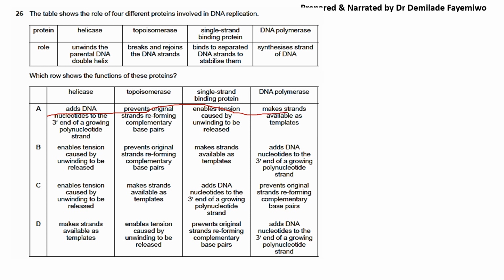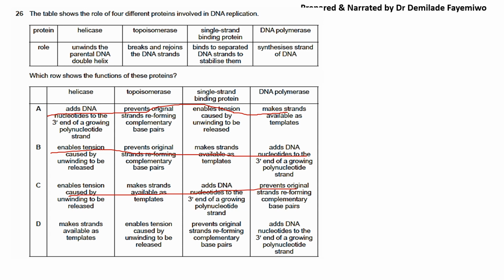Enables tension caused by unwinding to be released. That's not what helicase does. As a matter of fact, helicase is the one responsible for unwinding. And then C enables tension caused by unwinding to be released again. So that already can't be correct. So we are left with just one, and let's see if that one ticks all the boxes. Helicase makes strands available as templates. Yes, that's true, because when it unwinds them, it opens them up so that DNA polymerase can bind.